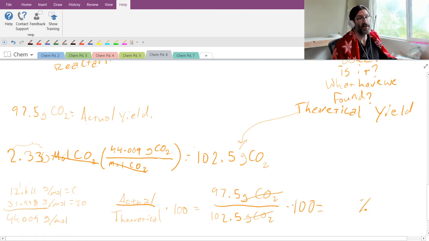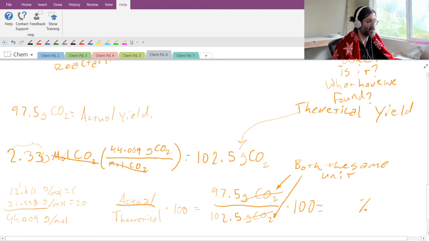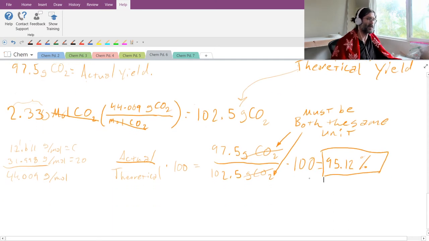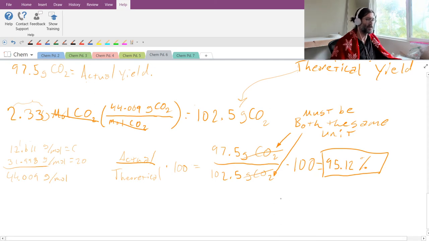We can't get a percentage if we still have a unit. These both need to be the same unit. The numerator and the denominator must both be the same unit. And from the chat, thank you, chat, the calculation is 95.12%. That's our percent yield. It's a comparison of the theoretical yield with the actual yield. It gives us an idea of how complete a reaction we have.